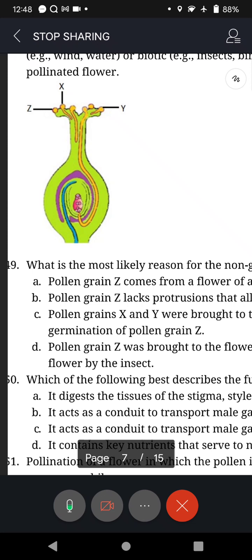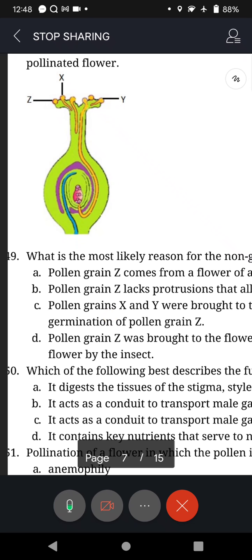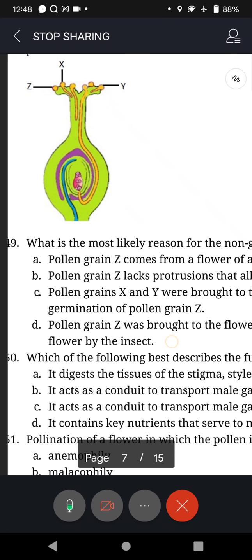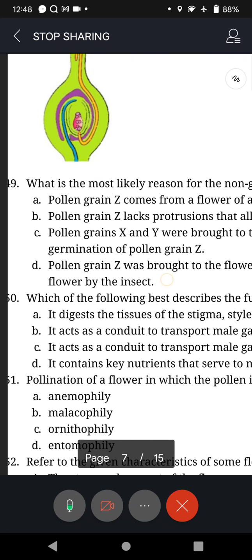So pollen grains can only germinate if the pollen grain and the style are compatible, that is of the same type, or they must be closely related species. So pollen grains X and Y, as you are seeing in the diagram, must have come from the compatible species. That's why we are able to see germination of pollen tube, right? Understood? Compatibility and incompatibility.